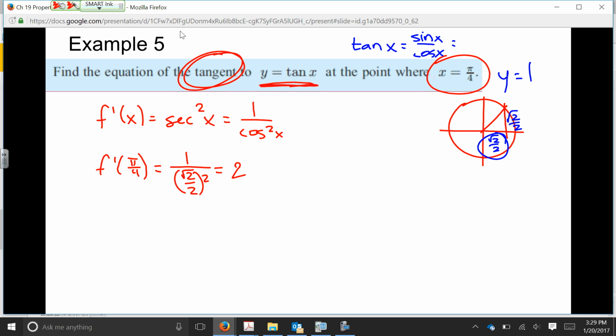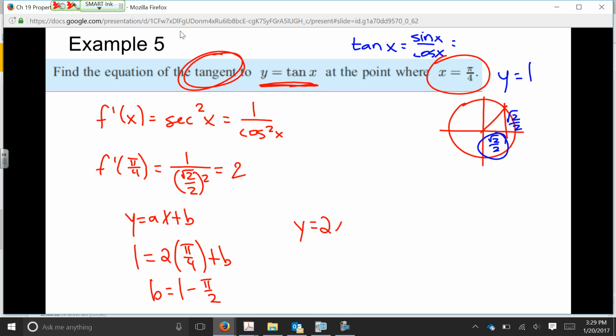Now we're going to need to find the y-intercept. So we're going to plug in the y equals a x plus b. Okay. So we have 1 equals the slope times the x, which is pi over 4, plus b. And with that, we end up getting b equals 1 minus pi over 2. So the equation of the tangent line is going to be y equals the slope, which is 2, x plus 1 minus pi over 2.